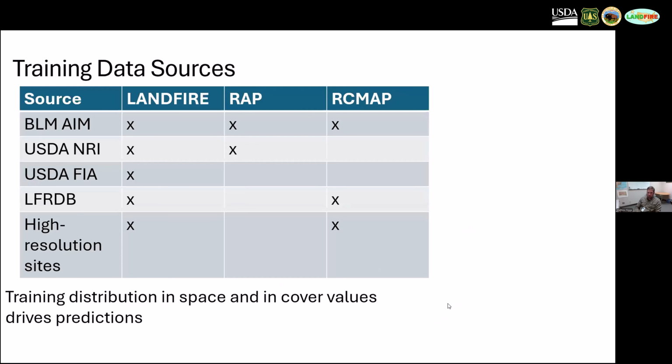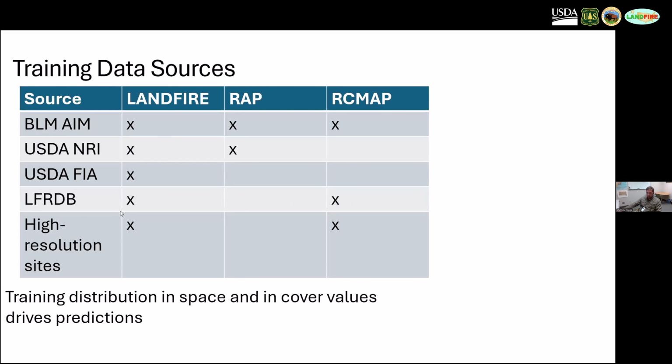Okay, so thinking about the different sources of data now, moving beyond the first versus any hit distinction. All three of these products are pulling in AIM data. Fantastic. Publicly available. Great. Love AIM data. The NRI project or program data is used by Landfire and RAP, not yet by RCMAP. That's held a bit more tightly by USDA. Same with FIA, is used only by Landfire at this point, not by the fractional veg cover products.